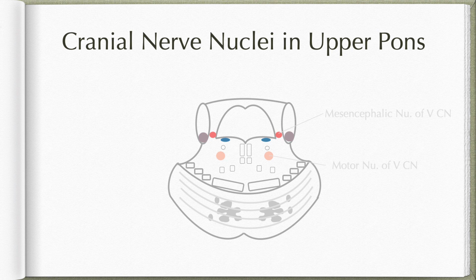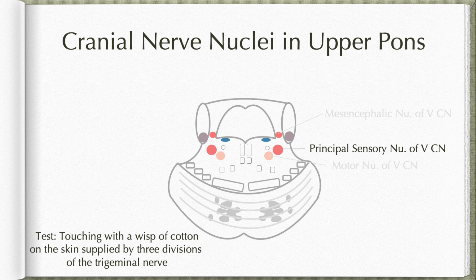Now coming to the cranial nerve nuclei which are located at the upper pons level. The principal sensory nucleus is located in the tegmentum of the upper pons. It is lateral to the motor nucleus of the trigeminal nerve. Belonging to the general somatic afferent column, it receives the ascending fibers of the trigeminal nerve, which carry tactile sensations. This nucleus can be tested by touching the skin supplied by each division of the trigeminal nerve with a wisp of cotton in a patient when the eyes are closed. So touch his forehead, upper cheek and the chin to test whether he can feel the touch or not.